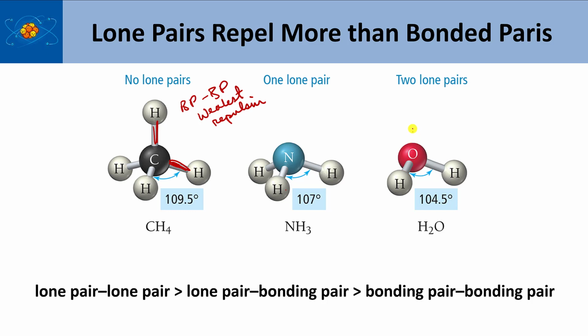But here on the oxygen, you have a lone pair up here and a lone pair back here. This is a lone pair interaction. That's the strongest kind of repulsive interaction. That gives you the smallest angle that is left for the atoms in the molecule.